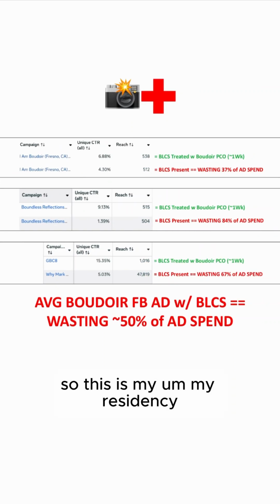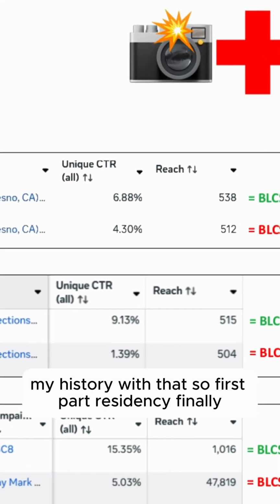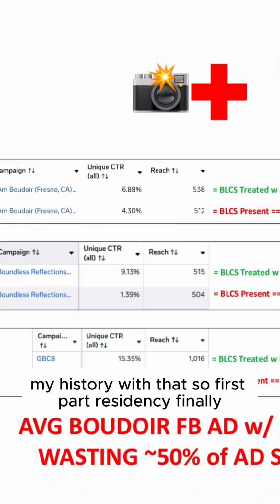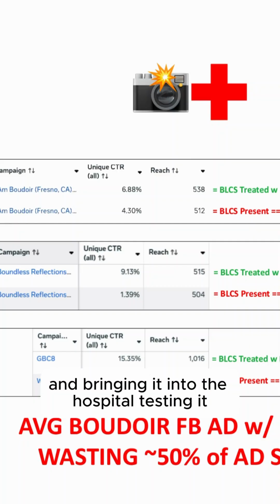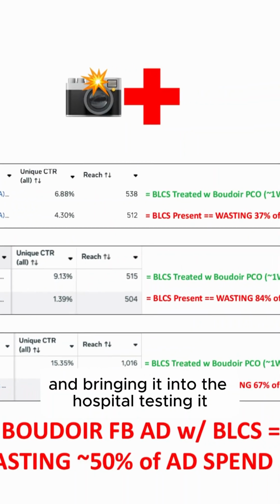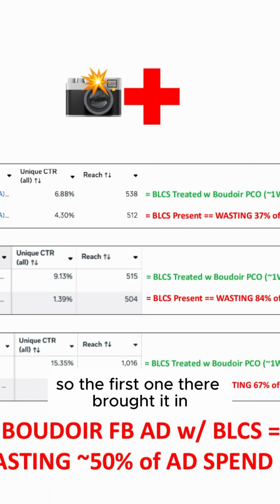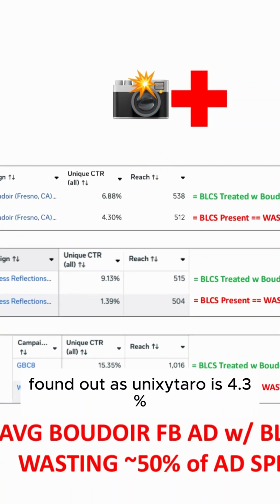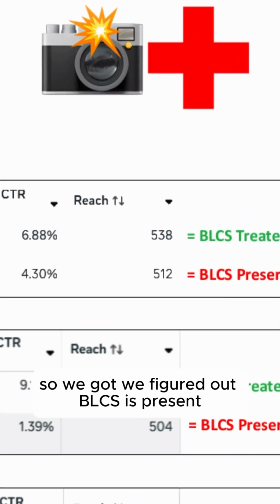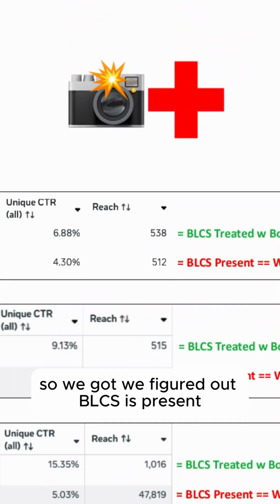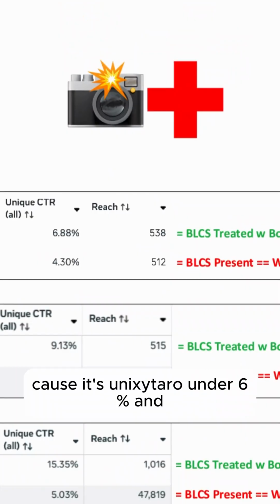So this is my residency, my history with that. The first part of my residency was finding a Boudoir Facebook ad out there and bringing it into the hospital, testing it. The first one I brought in, I found out its unique CTR was 4.3%. So we figured out BLCS is present because its unique CTR is under 6%.